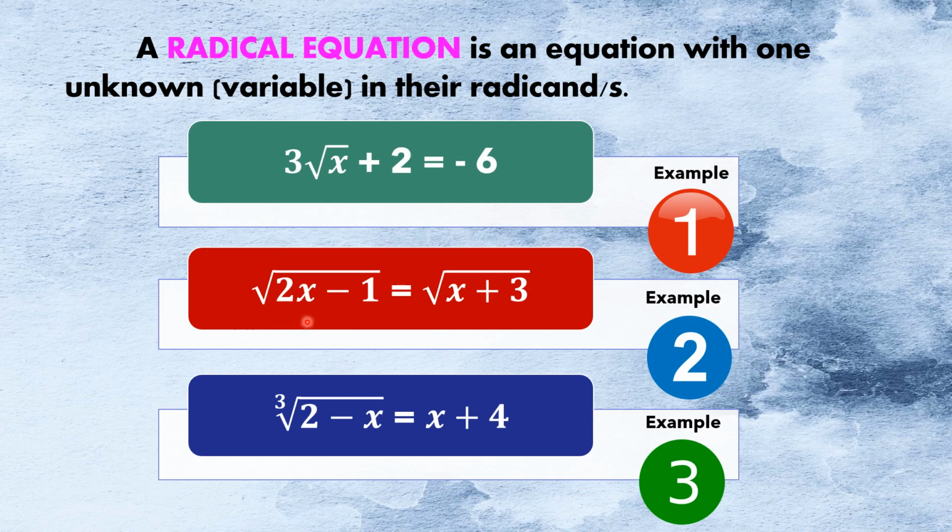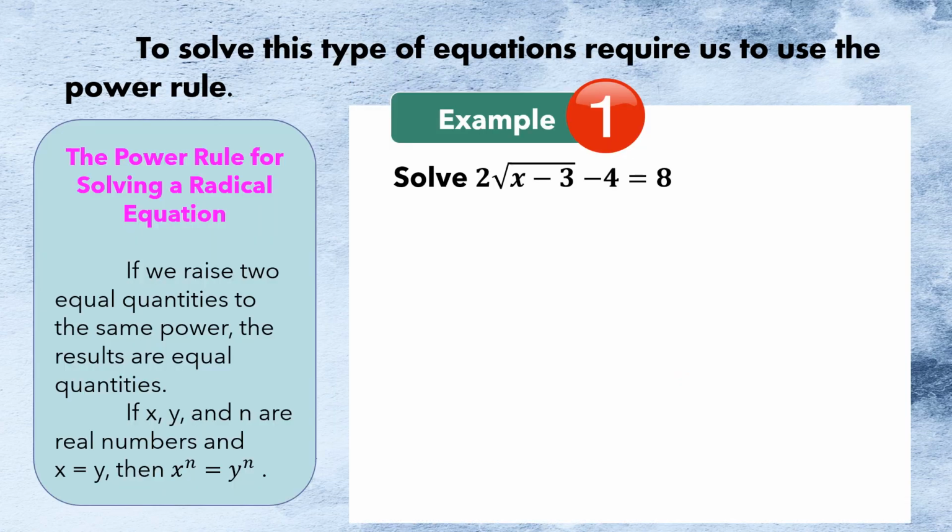Square root of 2x minus 1 equals square root of x plus 3. Cube root of 2 minus x equals x plus 4. So these are examples of radical equations. To solve this type of equations, require us to use the power rule.